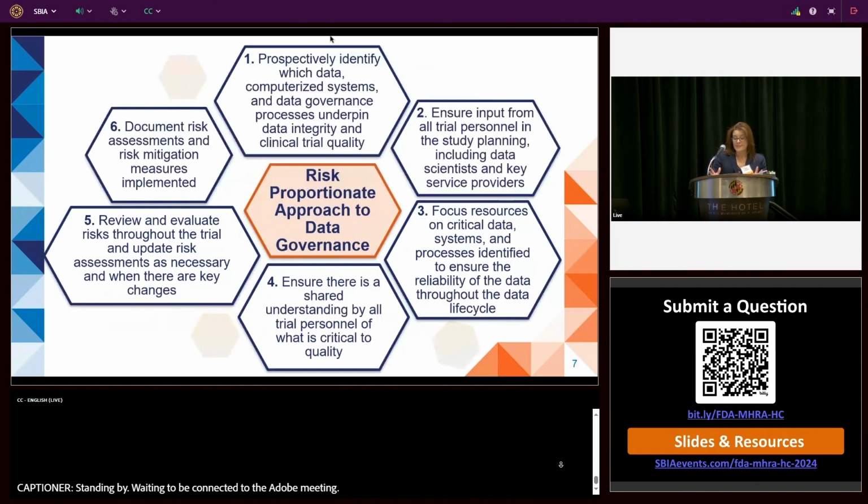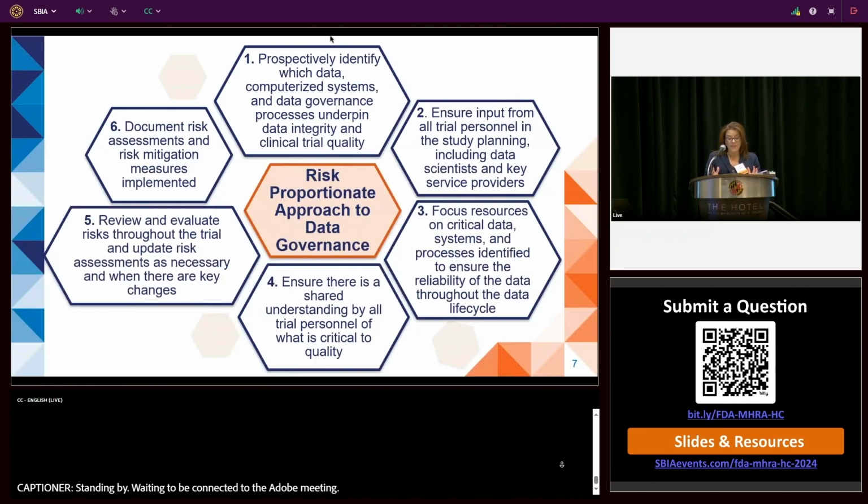So what does taking a risk proportionate approach to data governance activities look like? Well, this approach starts with quality by design, and it takes planning, coordination, and cooperation. So specifically, first, during the design and planning of your study, you should prospectively identify which data, which computerized systems, and data governance processes are critical to data integrity and clinical trial quality.